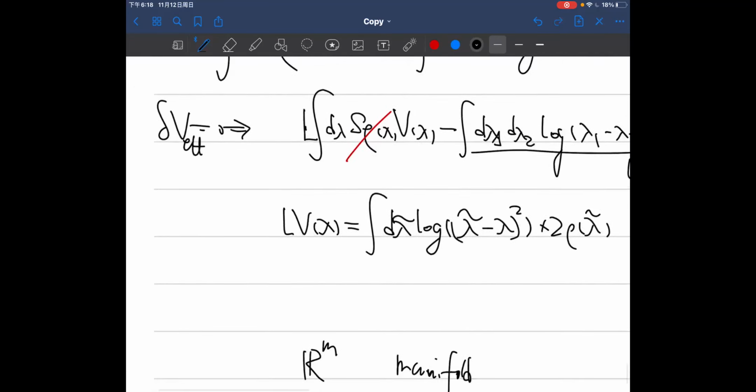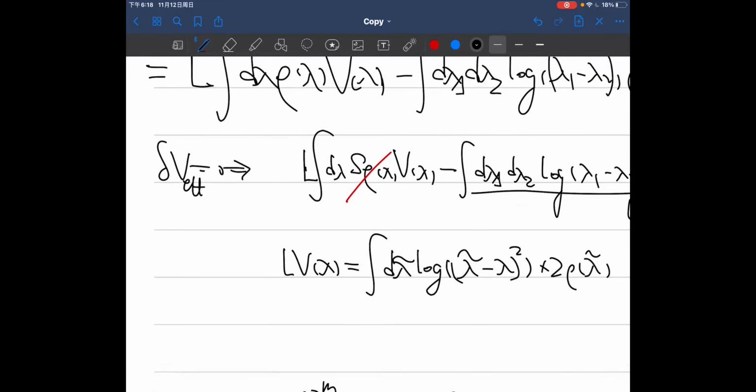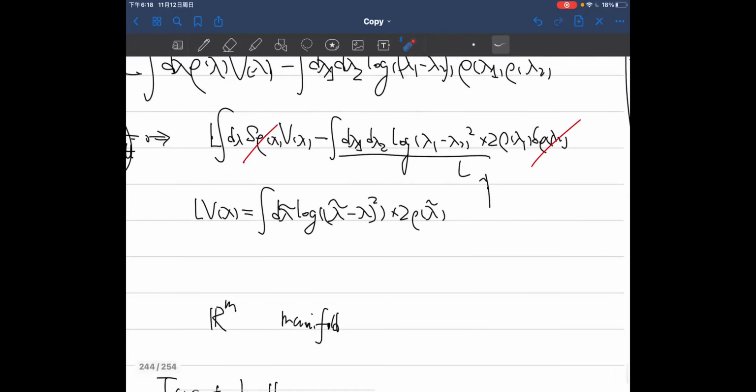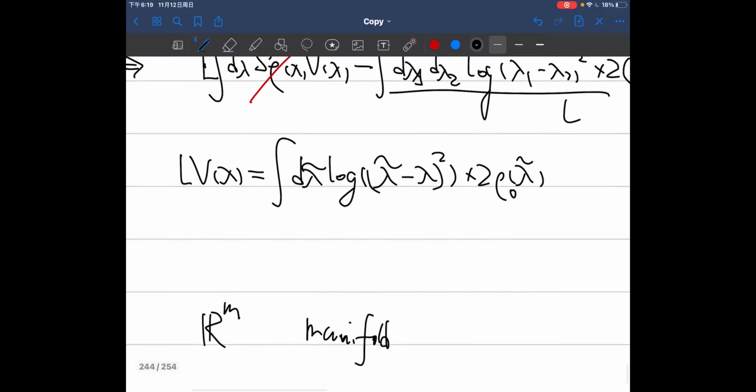We want rho lambda to be a stationary distribution, which means any perturbation around it will make the change of the effective potential zero. So we just get this one. It should be L maybe. That's great. Due to there being a denominator L, we can replace the rho with the normalized rho distribution. That's good. This is what we have. Then what can we get? I have nothing to do.